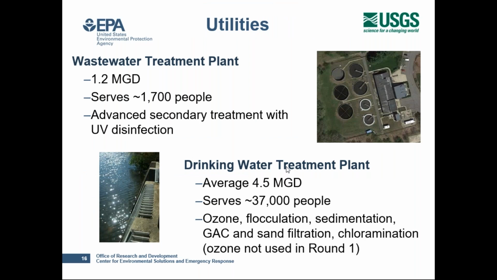So the wastewater treatment plant was a little smaller than we had hoped. It only was 1.2 million gallons per day production. And it was a little different in that they used UV disinfection for the primary disinfectant instead of chlorine or chloramine. The drinking water plant had a 4.5 million gallon per day production. It used a combination of ozone and chloramination as a disinfectant. It also used GAC. They were in the previous study, and they were one of the locations that had removal shown using the granular activated carbon.